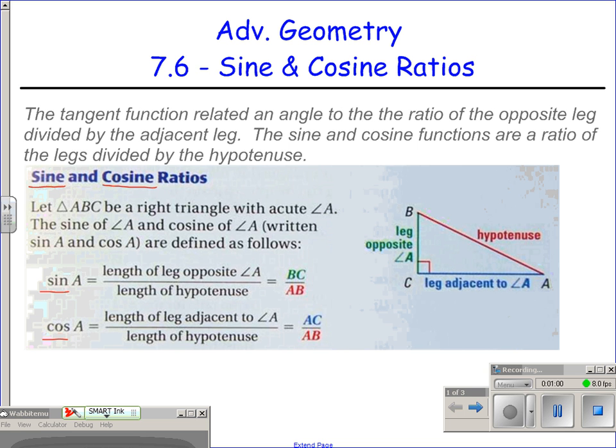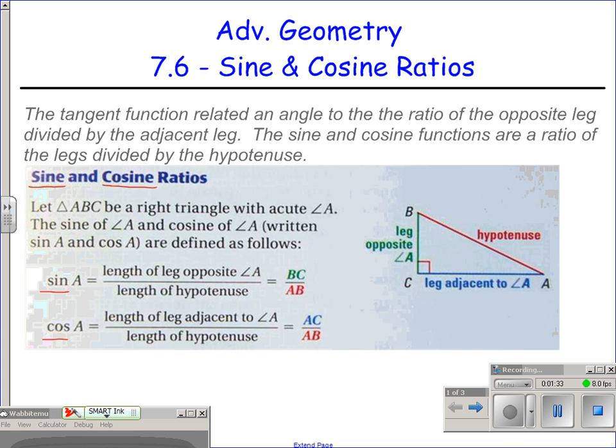So the sine ratio is the sine of an angle. Again, it's going to be one of the acute angles, whether it's angle A or B. We have to have a right triangle, but we're not using the right angle. We're using one of the other two angles. The sine of angle A is the opposite leg divided by the length of the hypotenuse, so it's opposite over hypotenuse. The cosine of angle A is the length of the adjacent leg over the length of the hypotenuse, so it's adjacent over hypotenuse.